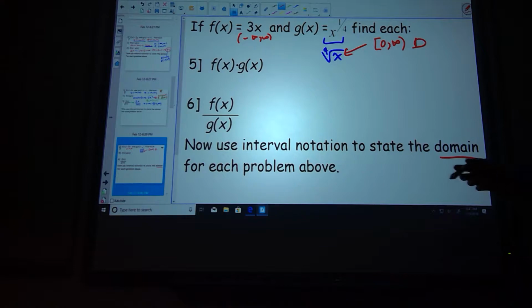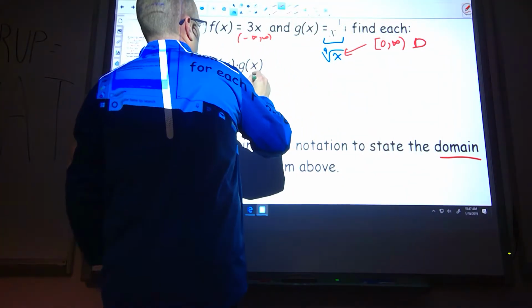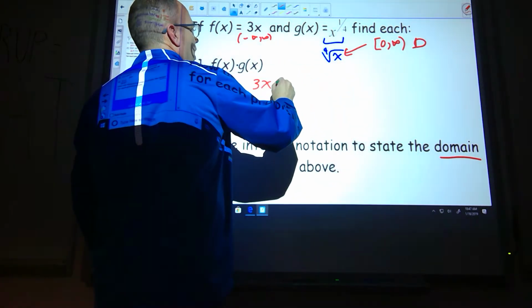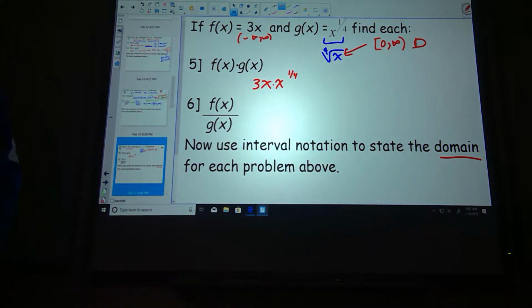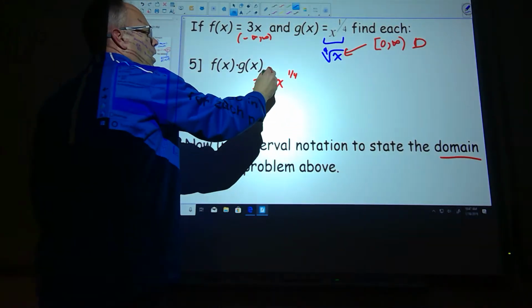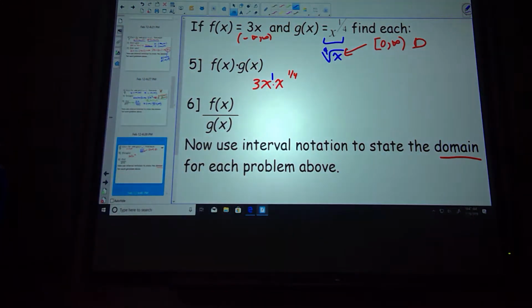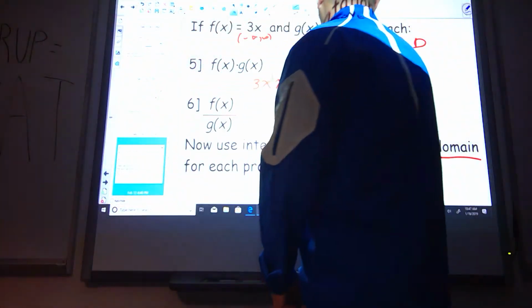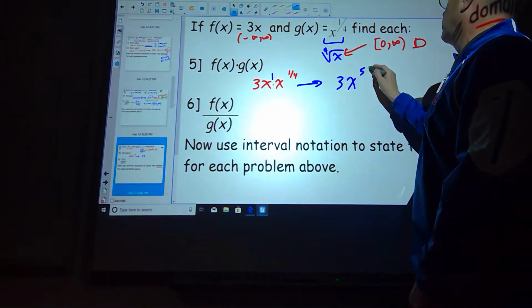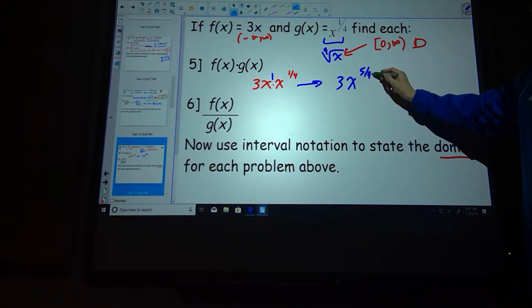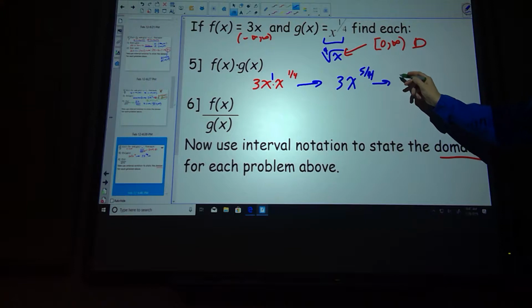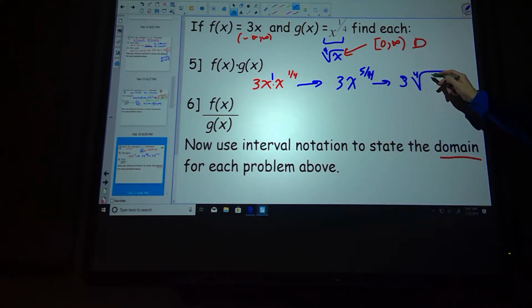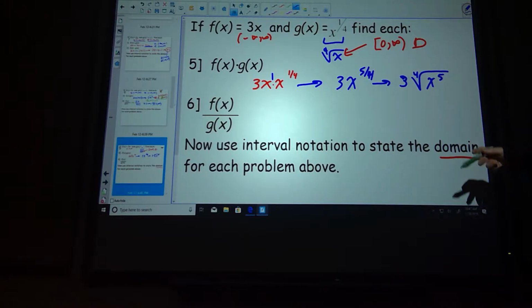All right, so I'm going to multiply these together. So I'm going to go 3x times x to the 1/4 power. Hey, I have like bases. What should I do with the exponent? There's no exponent on the x. Yeah, it's 1. So that's x to the what? 5/4 power. 3x to the 5/4 power. So would my radical here still be 4th root if I put this back? Yeah, so this becomes 3 times the 4th root of x raised to the 5th.